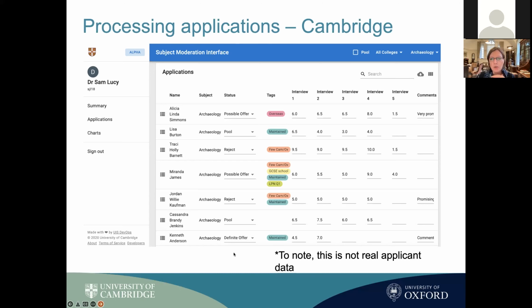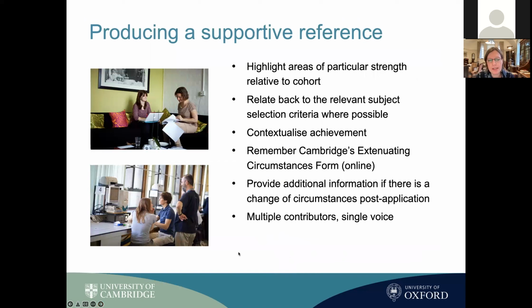So when you're producing your reference, highlighting areas of particular strength relative to the cohort is important. Relating back to the relevant subject selection criteria where it's possible is important. But particularly for this discussion, it's contextualizing achievement. So it's making clear that in the circumstances of your particular school, this is really remarkable, or this is a really, really strong student. So do remember to use the extenuating circumstances form.